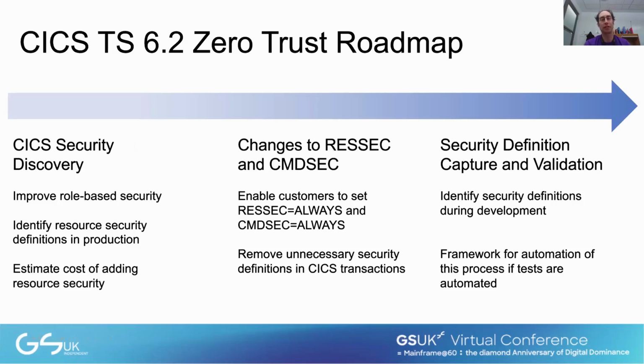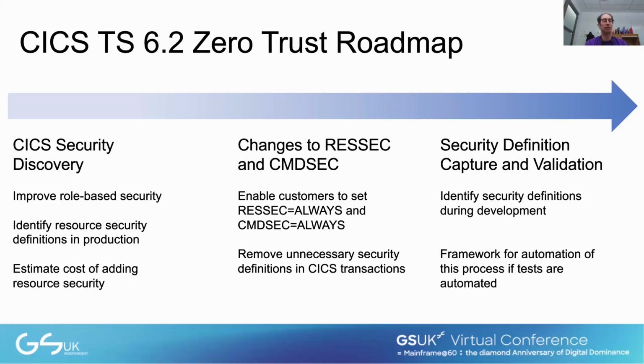Okay, so let's get back to CICS 6.2 specifically. So the zero trust section covered these three areas. So we had security discovery. So we're aiming to help you improve your role-based security. We want to identify resource security definitions that are needed in production and provide an estimate of the cost of adding resource security.